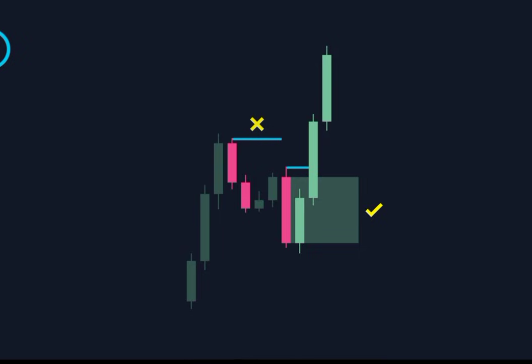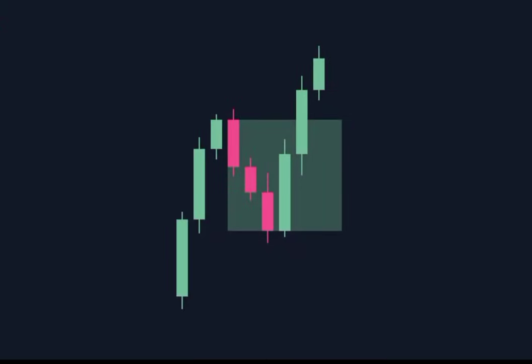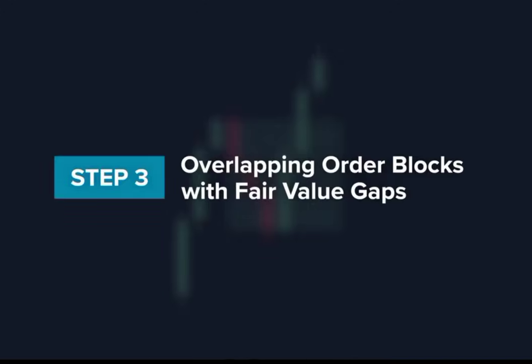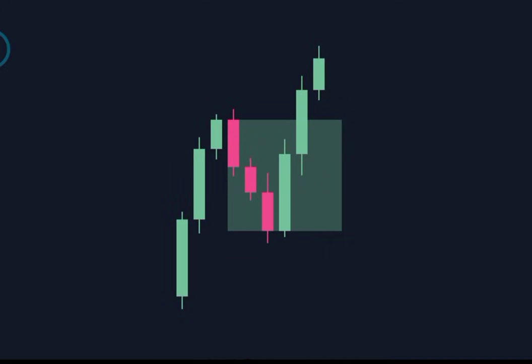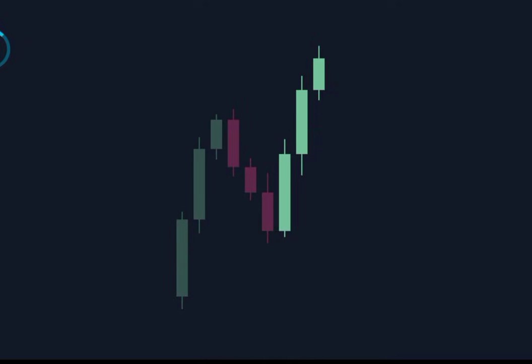So now that we know how to correctly identify and validate an order block, the next thing we need to learn is how we find the highest probability order block setups, starting with our next step, which involves overlapping order blocks with fair value gaps. So we know that in order for this order block to be valid, we need to see a break of structure through the high of these bearish candles. But when it comes to determining whether this is a high probability order block, the first detail is actually found within the bullish move that created the break of structure.